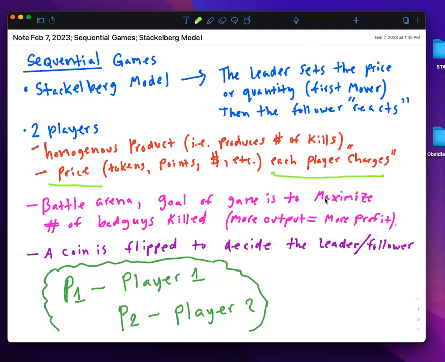Now, in this hypothetical game, this is basically a battle arena, and the goal of the game is to maximize the number of bad guys killed. So, more output equals more profit. And a coin is flipped to decide who gets to be the leader and who gets to be the follower. In my notation here, P1 is going to represent player 1, and P2 is going to represent player 2. All right. Remember, the goal is to maximize the number of bad guys killed.